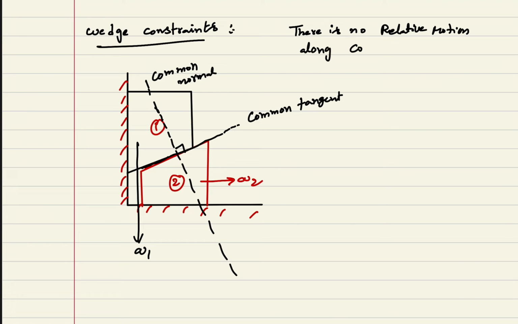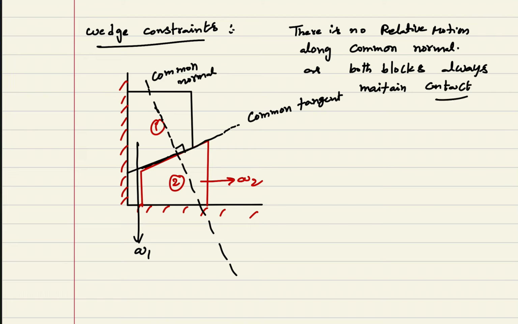along the common normal, as both the blocks always maintain contact. That is our constraint actually. If both the blocks always maintain contact, we can observe that there is no relative motion along the common normal direction. I am taking both as particles. First particle, second particle. Okay, second particle I will write like this. Second particle is this. Now we can observe that the first particle and second particle common normal direction is this.